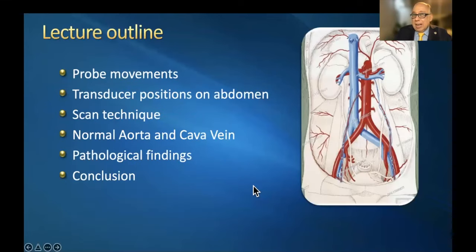In the next 30 minutes, I will discuss the topic ultrasound of abdominal vessels, aorta, and cava vein. This is the lecture outline. We will see some information related to the probe movements. Then we will see the transducer positions on the abdomen. We will see the scan technique. Then I will show you some normal images of the aorta and the cava vein. Then we will go to the pathological findings, abdominal aorta aneurysm and inferior cava vein thrombosis. And finally, we will present some conclusions.